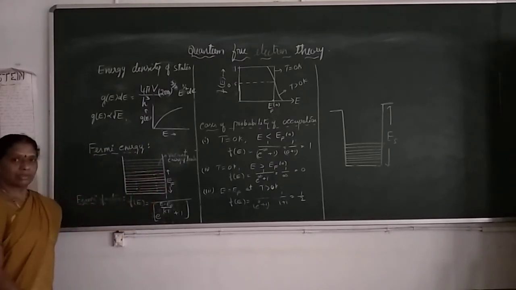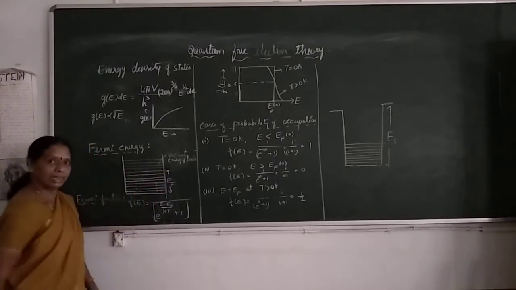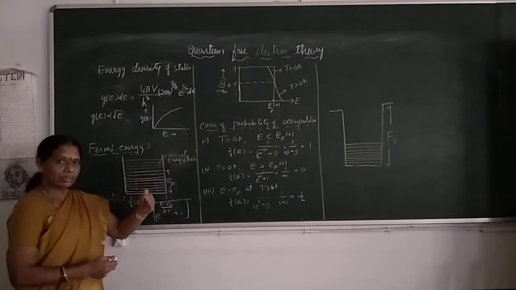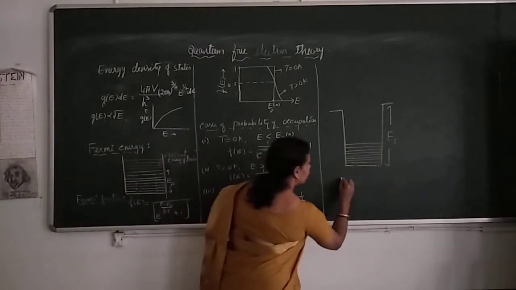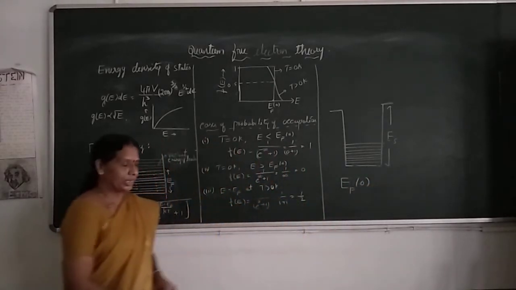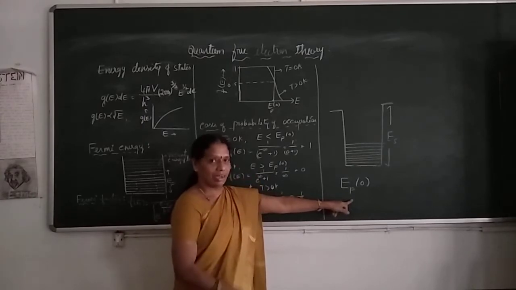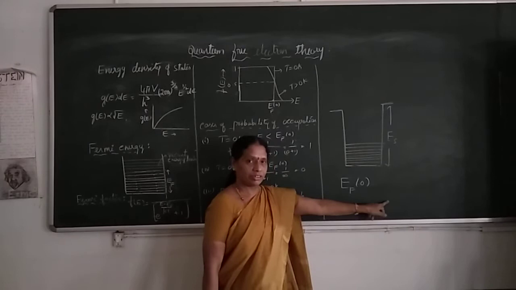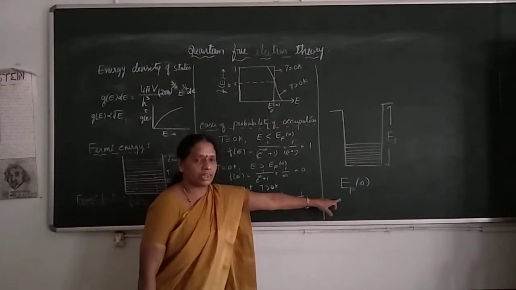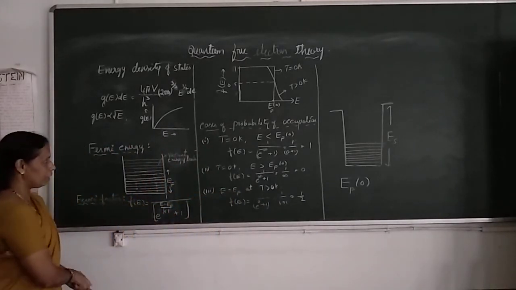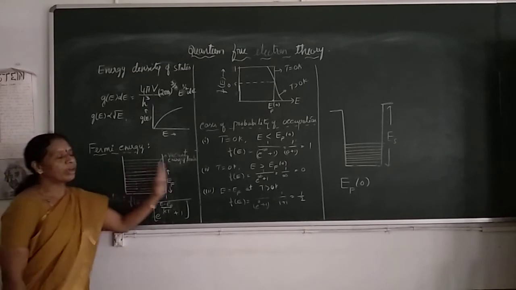This maximum energy level filled by electrons is called the Fermi level. The highest energy level filled at absolute zero is called the Fermi energy, denoted as EF of 0. It is the energy corresponding to the highest filled level at absolute zero. This Fermi energy is also the maximum kinetic energy of the free electrons at absolute zero. All the levels up to this Fermi level are completely filled, and all above it are completely empty. This is about the Fermi energy.